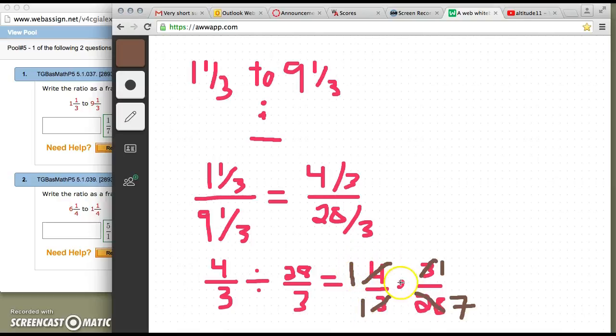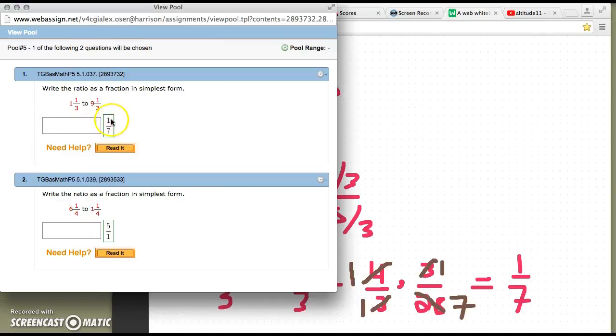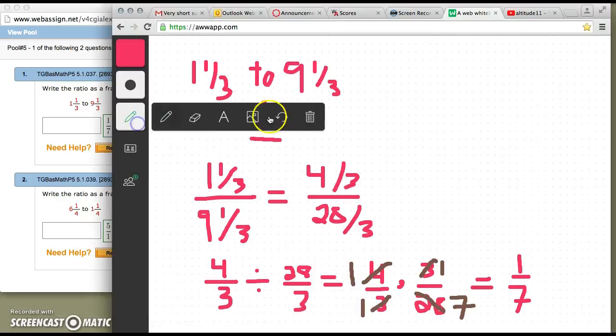So we have 1 times 1 in our numerator, and that is just equal to 1. All divided by 1 times 7 in our denominator is just 7. So the answer for our first one should be 1/7. We see that's what we get here. Let's see if we can do this next one.